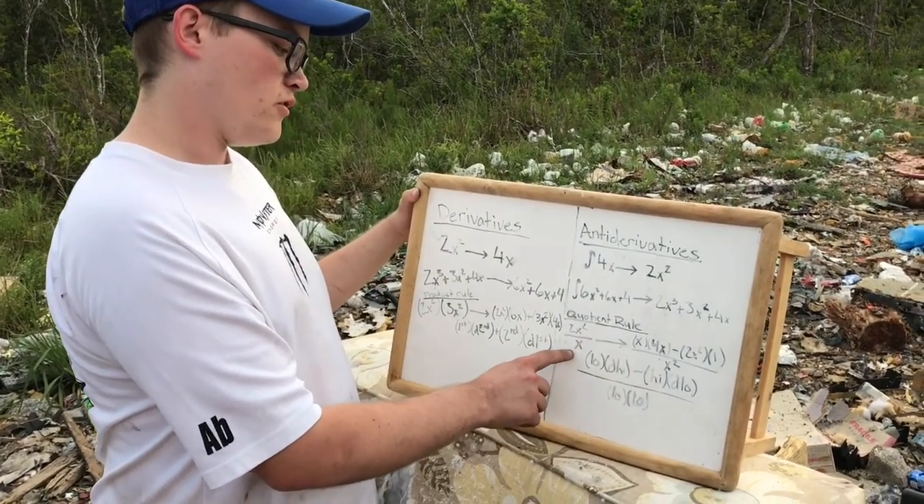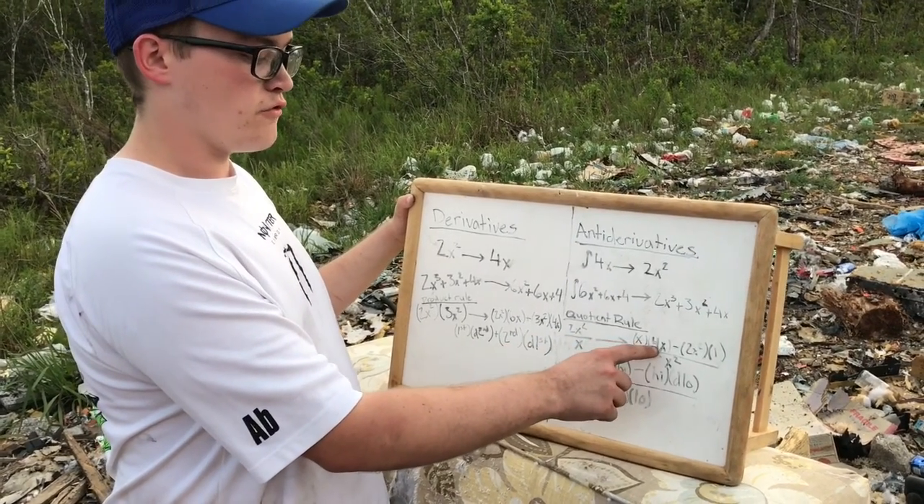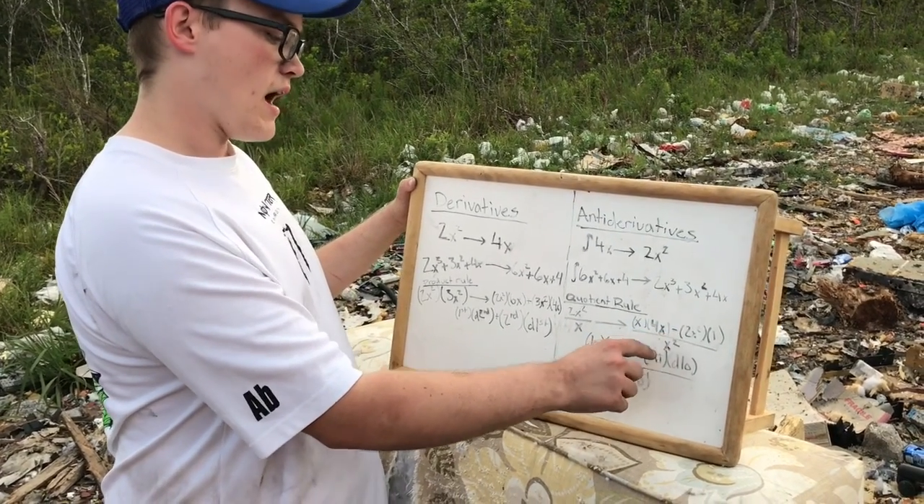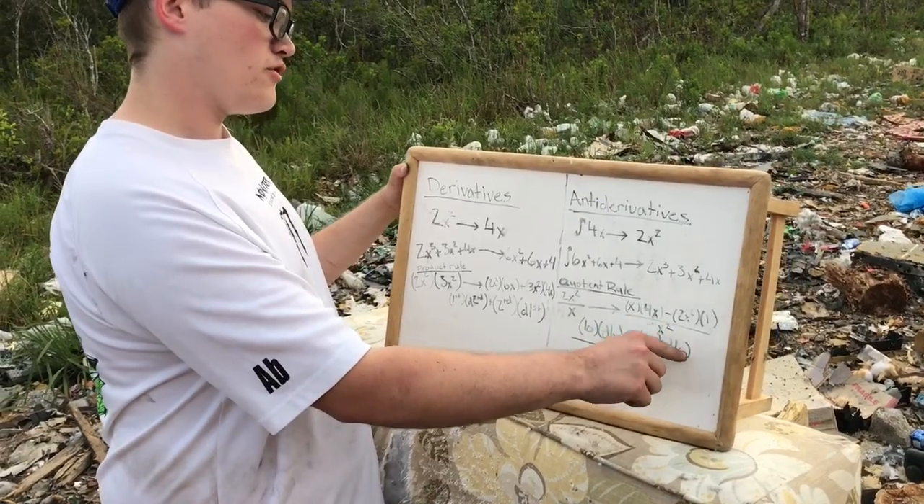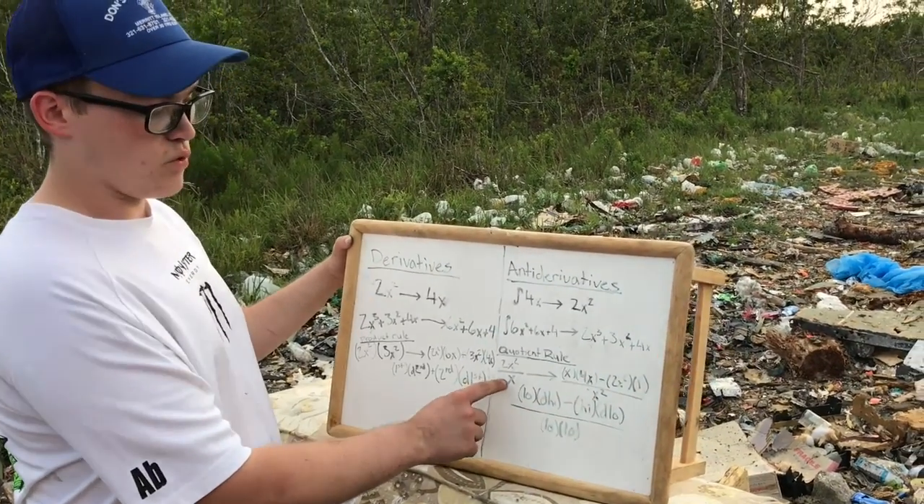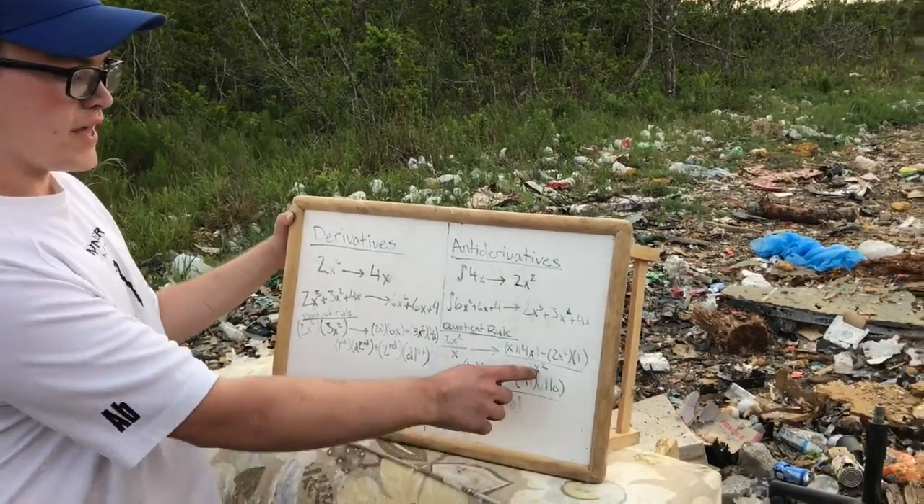x is the low, d high, 2x squared goes to 4x, minus high, 2x squared, times the derivative of the low, which is 1, over low low, x squared. There you go. That's antiderivatives and the quotient rule in a nutshell.